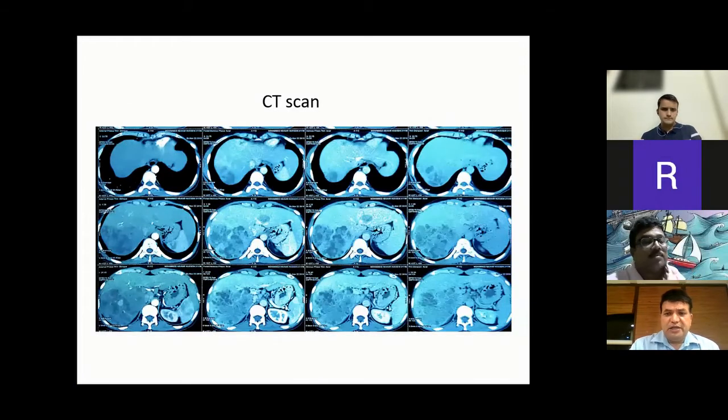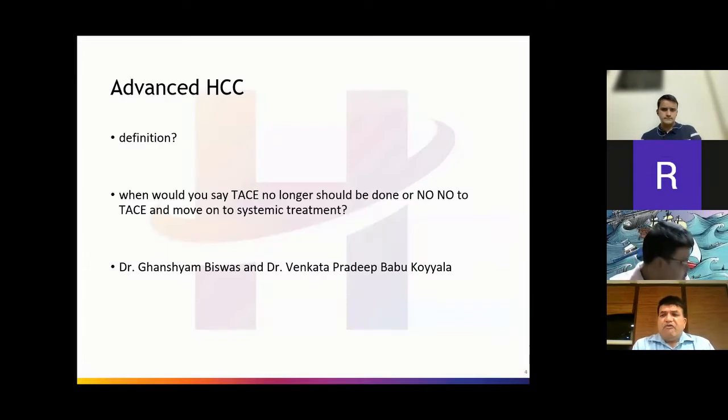here in this CT scan slide. When do you say that above certain size, TACE is not to be indicated? Is there a size which is defined that beyond this size, there is a relative or an absolute contraindication for TACE? One, and second thing is, if you have performed one TACE or two TACE, when do you say that enough is enough?